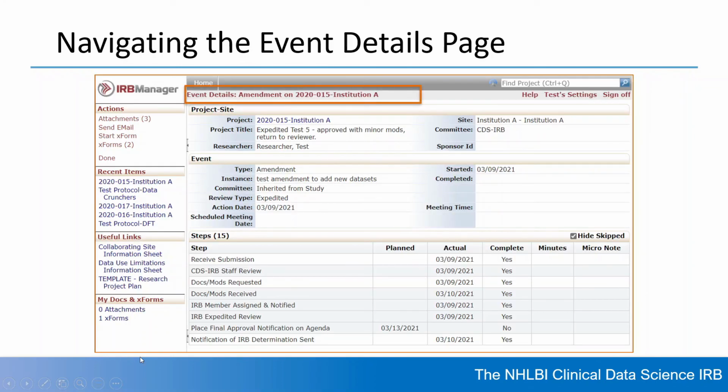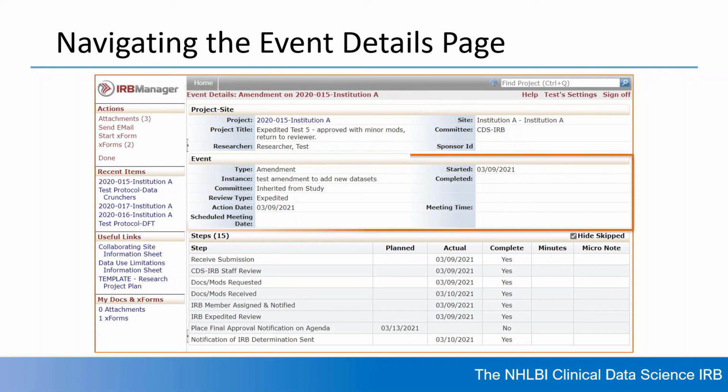The Event Details page displays details of a specific event. These details can be found in the Events section of the page. Here you can view specific details about the event, such as the type of event, or the review type, whether it was expedited or full board, and the action or acknowledgement date of when the event was complete.